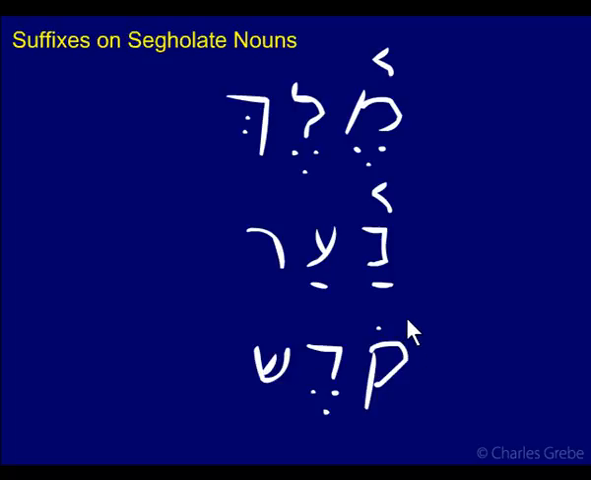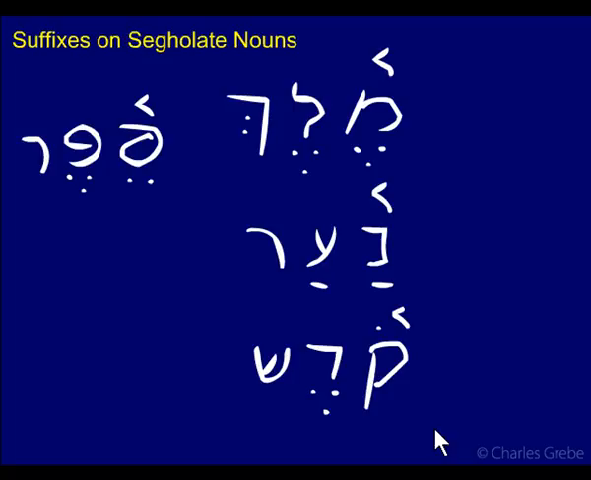Kodesh is also a Segholate. Sefer is a Segholate. Let's see, your long vowel, sefer. So those are Segholates, just to remind you. Now, what happens when you add suffixes to Segholates is the same thing that happens when you put Segholates into the construct form. If you go back to wherever we dealt with construct forms, I mentioned briefly that in the first position, the original historical vowel shows up again.